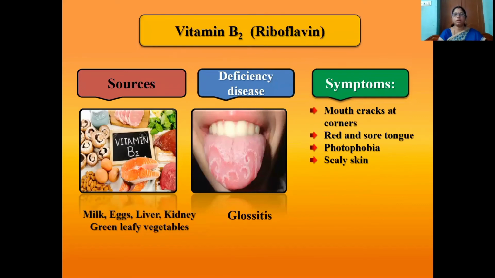The next one is vitamin B2. This vitamin is also known as riboflavin. The sources of this vitamin: milk, eggs, liver, kidney, green leafy vegetables. The absence of this vitamin leads to glossitis disease. The symptoms of this disease: mouth cracks at corners, red and sore tongue, photophobia, and scaly skin.